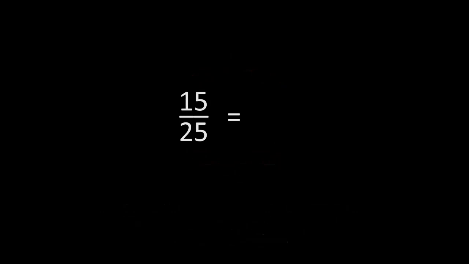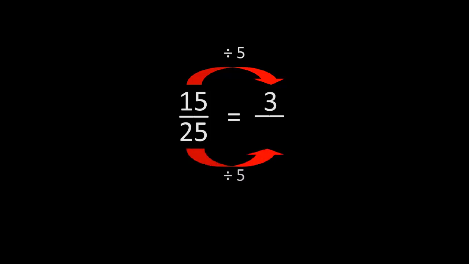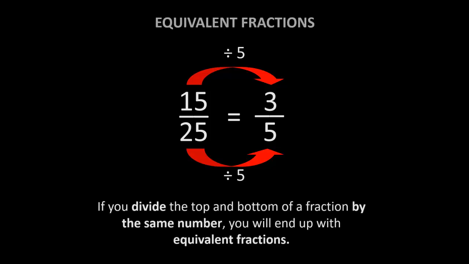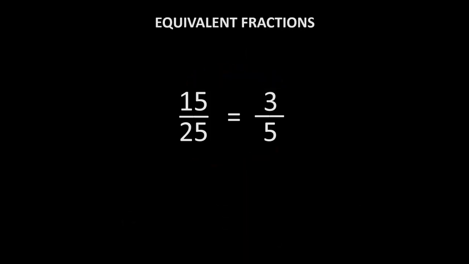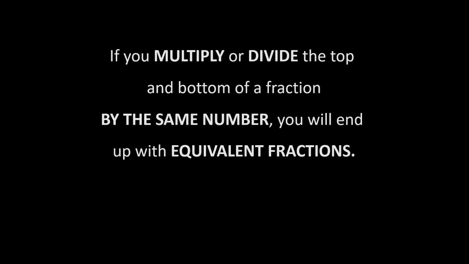Let's have a quick look at one example then. 15/25. Let's divide the top by 5, and as long as we do the same to the bottom, we're going to end up with 2 fractions with different numbers but representing the same quantity. So they are equivalent fractions. So what we can say is that with fractions, if you multiply or divide the top and bottom of a fraction by the same number, you'll end up with equivalent fractions.